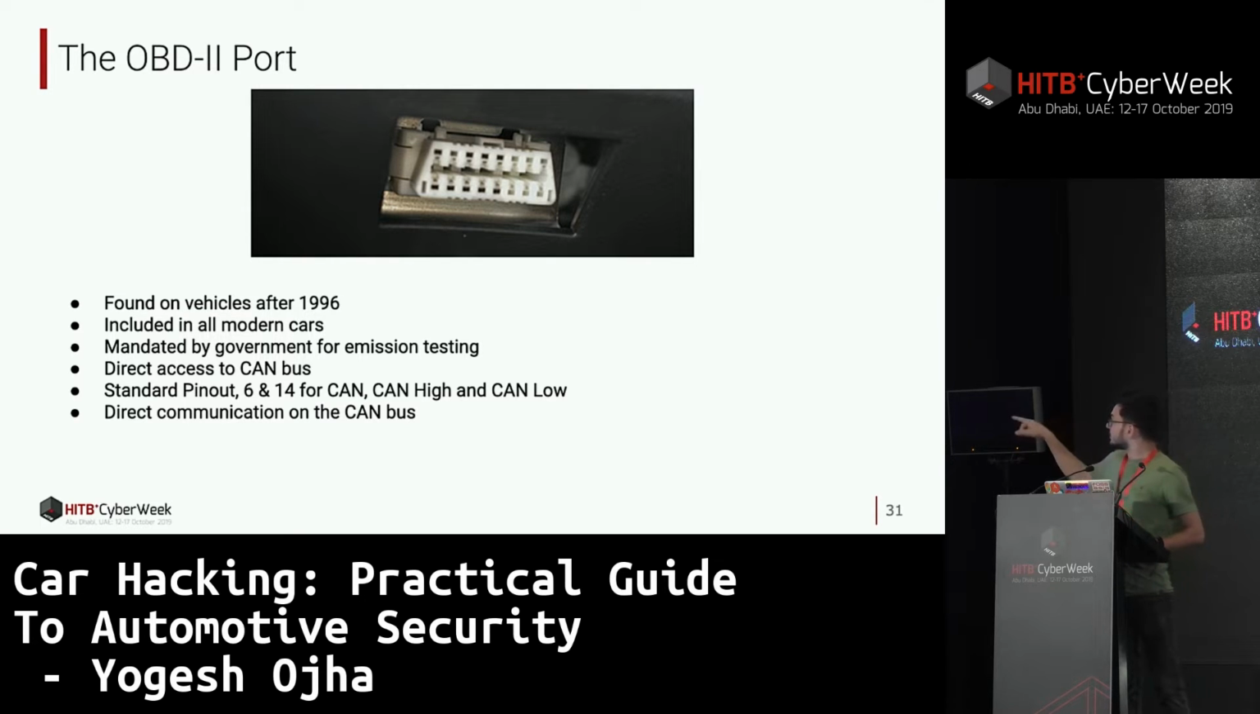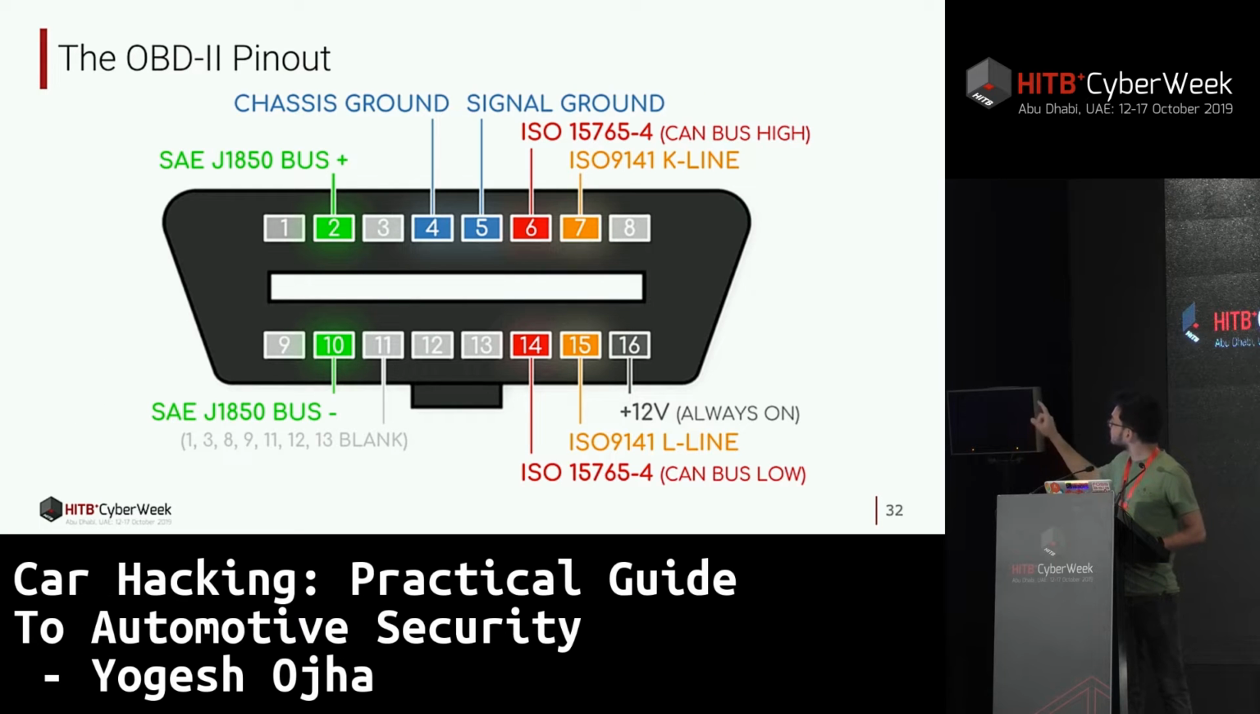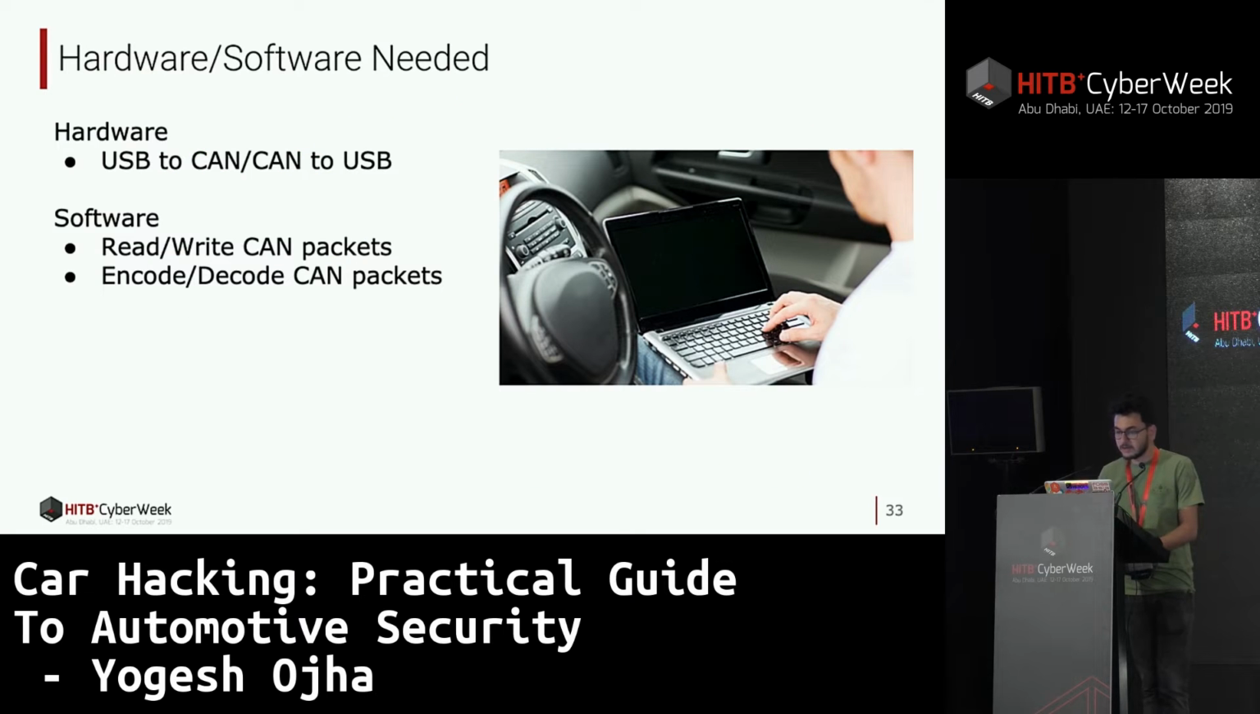If you see the OBD port pin out, I think I have a slide for that. If you see this pin out, pin number 6 and pin number 14 are going to be CAN high and CAN low respectively. So that's where you are going to inject the packets. And then you have plus 12 volts on pin number 16. That's going to be always on. 12 volts has to be supplied through there. I think pretty much that's it about OBD-II.